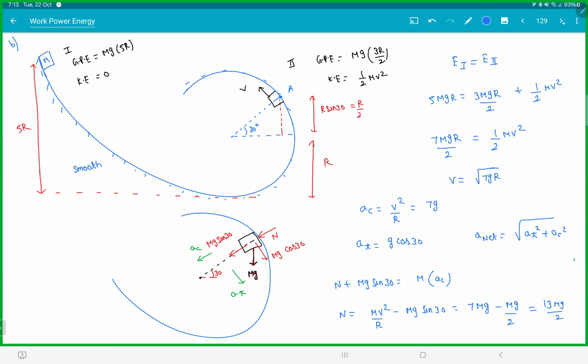Most common mistake what people do, they forget a tangential. You need to understand, as you're going up, your speed is decreasing. That is because there is a tangential deceleration. You can even calculate the net acceleration. How much is that? 7g square, g root 3 by 2 ka square. You will get something, but okay, you got it.